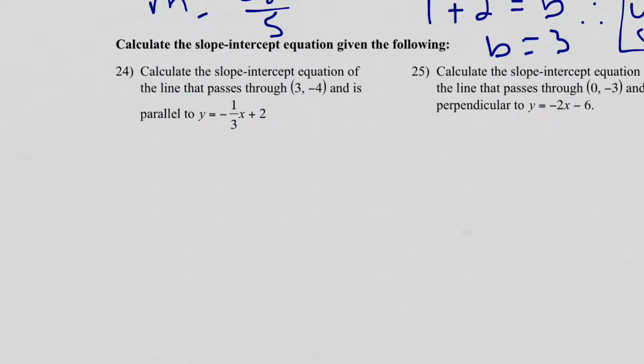Okay, the last concept here, we're looking at parallel and perpendicular lines. We talked about this in class. Any two lines that are parallel are moving in the same direction, so they must have the exact same slope. The slope of the first line must be identical to the slope of the second line.